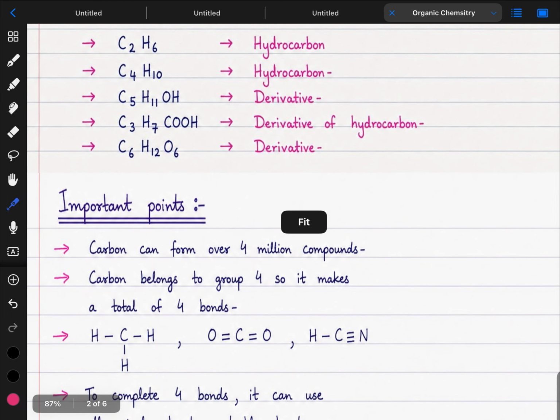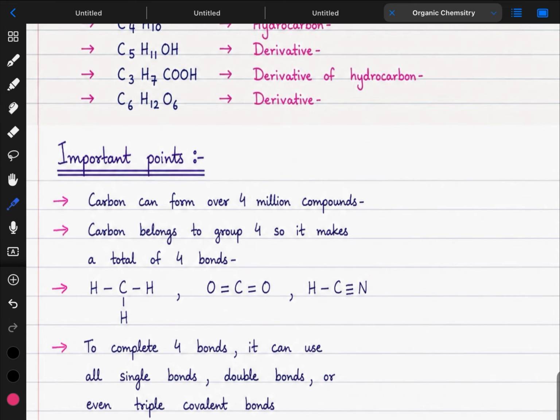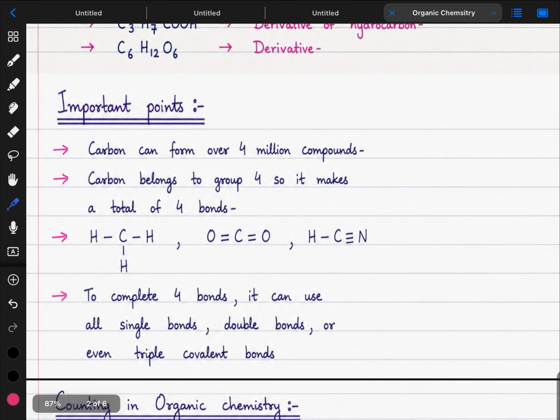Alright, furthermore, we have some important points and characteristics of a carbon atom. Carbon can form over 4 million compounds. Carbon belongs to group 4, so it makes a total of 4 bonds. And these bonds can either be a single covalent bond, double covalent bond, or a triple covalent bond.